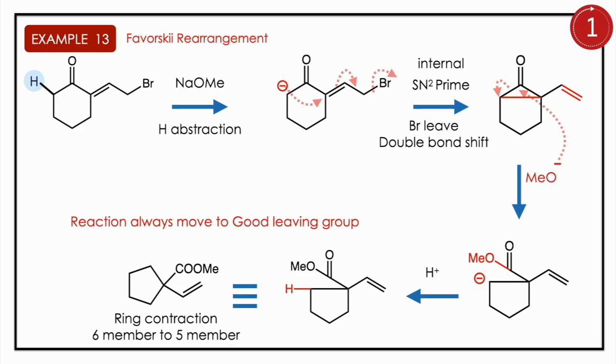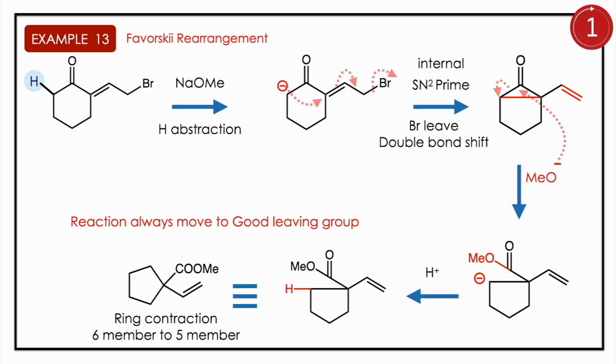The first step is that you are using the base. The base abstracts the proton and forms the anion. The anion is the nucleophile. It can attack the alkene carbon to promote the SN2 prime mechanism. So the anion attacks and the charge migrates. You have an alkene there. Then methoxide attacks the cyclopropanone ring. The ring tries to open. It opens to form a stable anion, which is quenched by H plus. So if you redraw it nicely, you clearly see ring contraction happens, with a 5-member ring with alkene and ester.